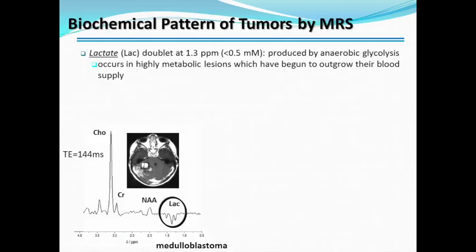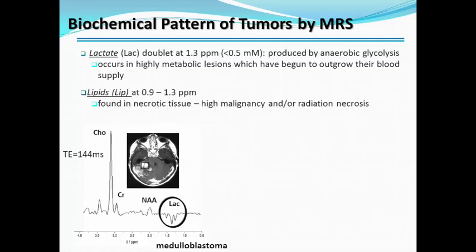Lactate is also an important marker. As I said, it's this doublet, and it's produced by anaerobic glycolysis. So it occurs in highly metabolic lesions which have begun to outgrow their blood supply. In this case, we had a kid with a medulloblastoma. It's 144 milliseconds, remember, so the lactate is inverted. And you also see that choline is very high, and creatine and NAA were very small.